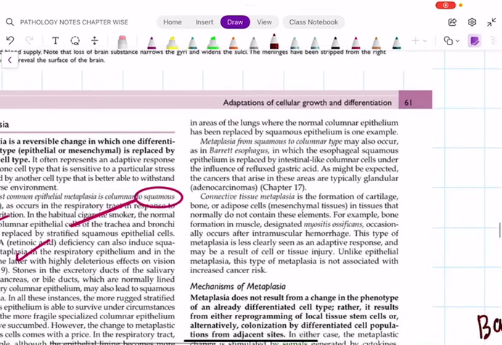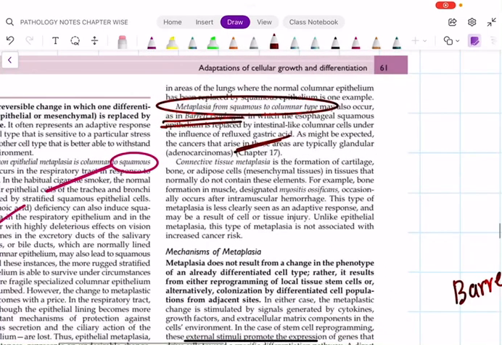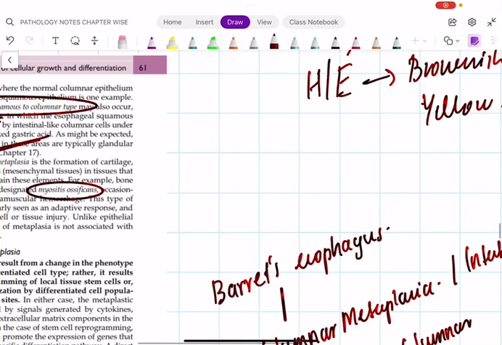Metaplasia from squamous to columnar type is seen in Barrett's esophagus because of reflux of gastric acid. We have something we call connective tissue metaplasia. Normally, what do you mean by connective tissue metaplasia? This is also called Myositis Ossificans. What is Myositis Ossificans? I will explain, don't worry.